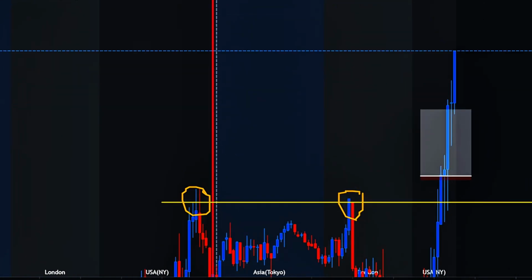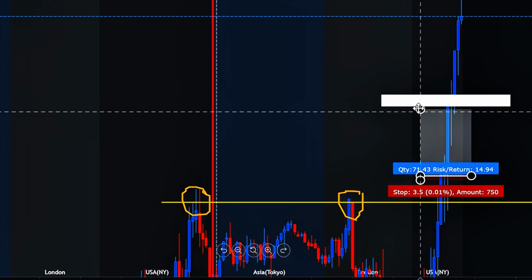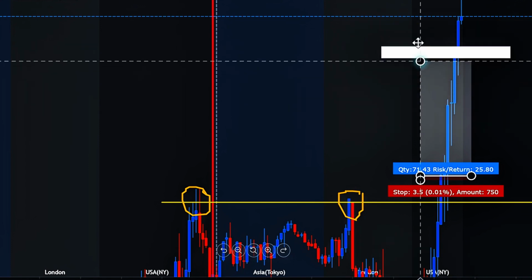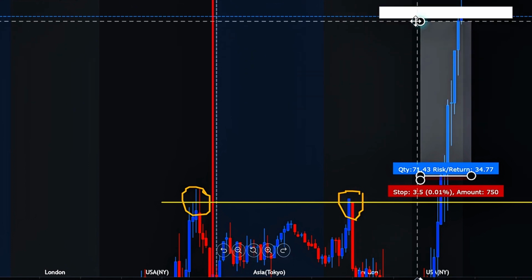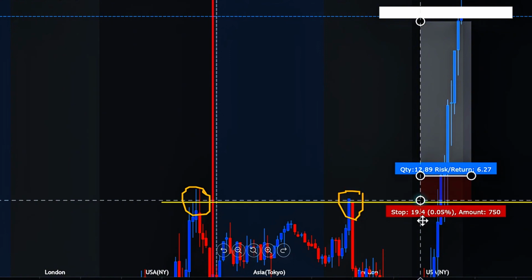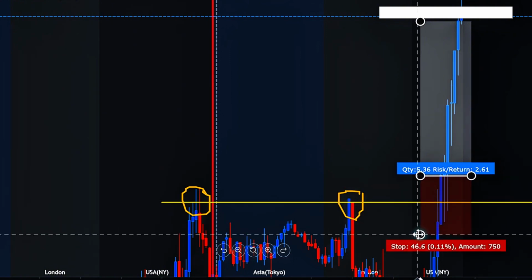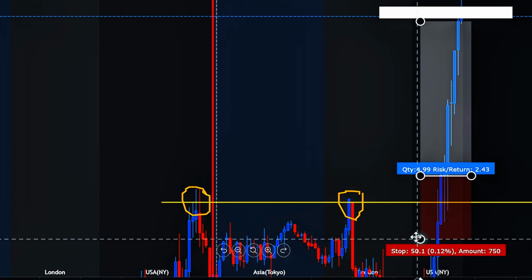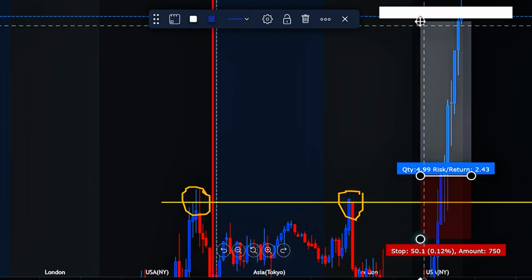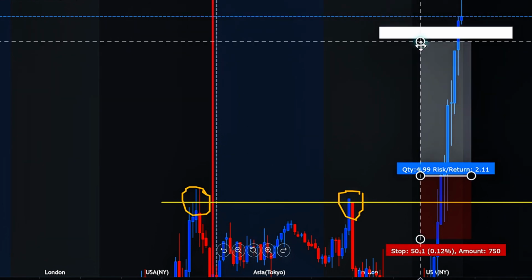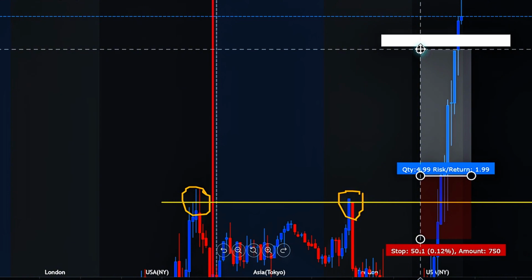We moved our stop to break even. Then at this point, I think this was the area we closed the trade, if I'm not mistaken. Let's move the stop back to calculate the risk to reward ratio. Yes, I think it was somewhere around here. We closed our entry somewhere around here, with about 1:2.